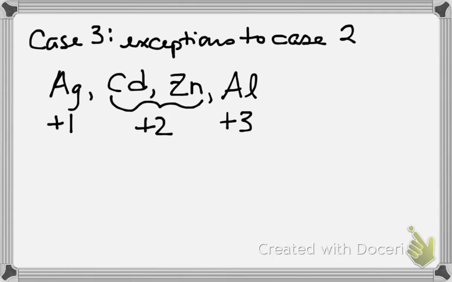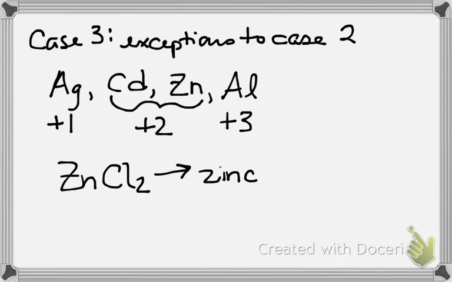Okay? So given that, because their charges always stay the same, then you don't need to worry about a Roman numeral, and you would just name it the way you normally would. So if we have ZnCl2, then it would just be zinc chloride. Okay?